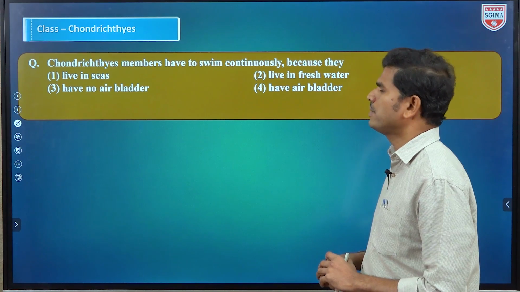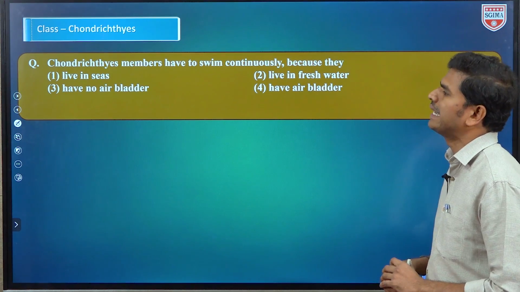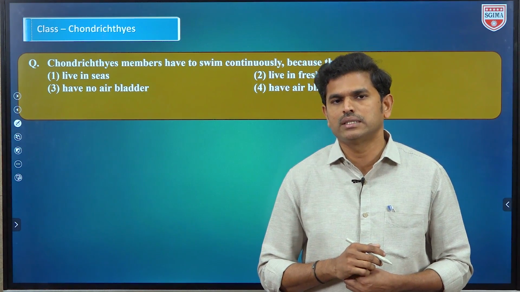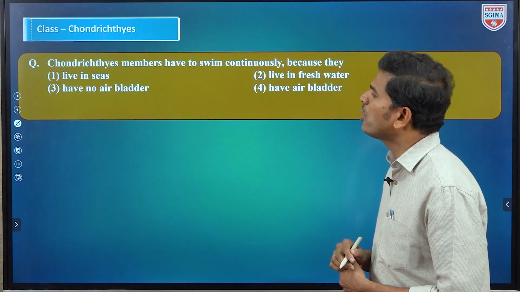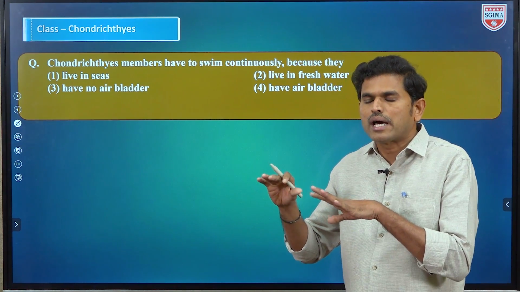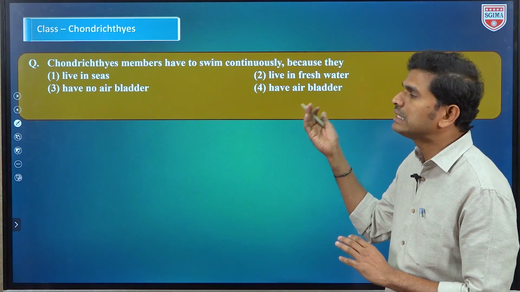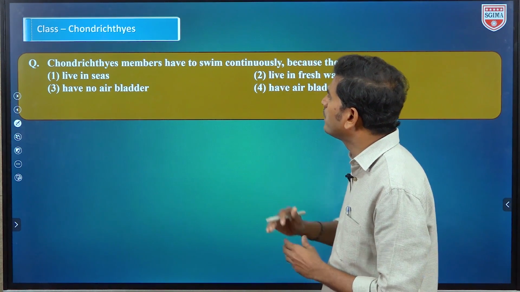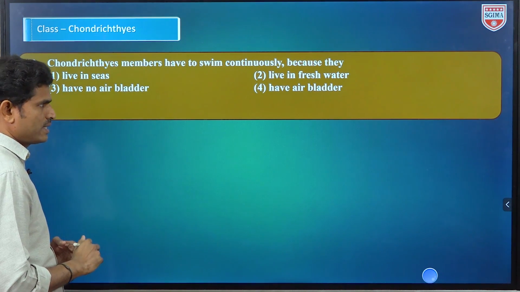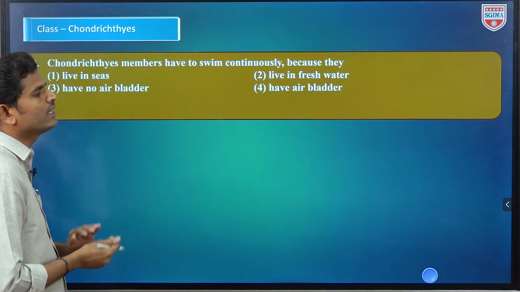Chondrichthyes fishes have to swim continuously because, as we already saw in the characters, the swim bladder or air bladder helps organisms maintain buoyancy and equilibrium in the water. But the swim bladder or air bladder is absent in Chondrichthyes fishes. That's why they have to swim continuously to avoid sinking.